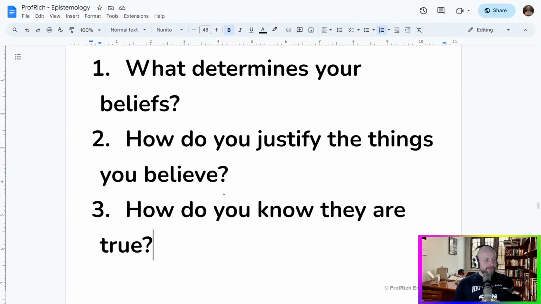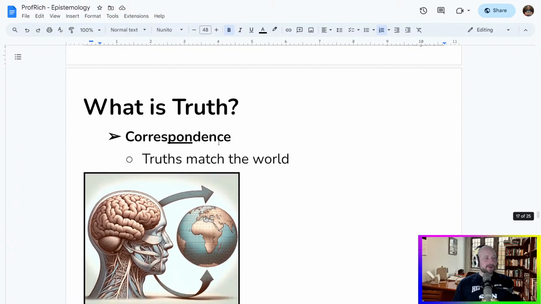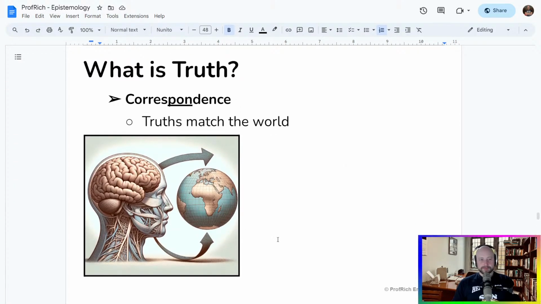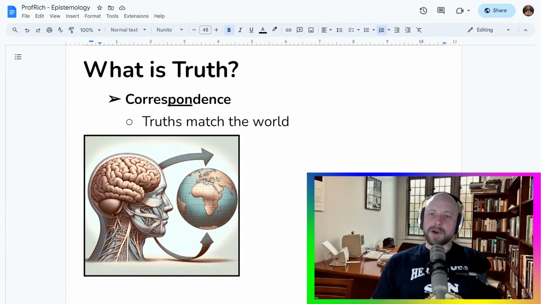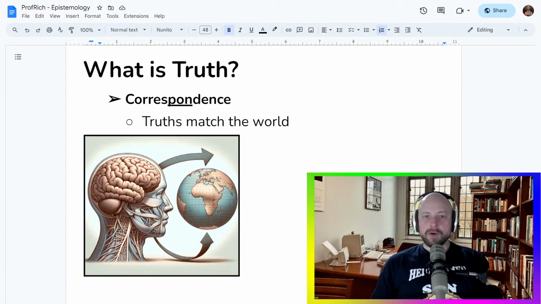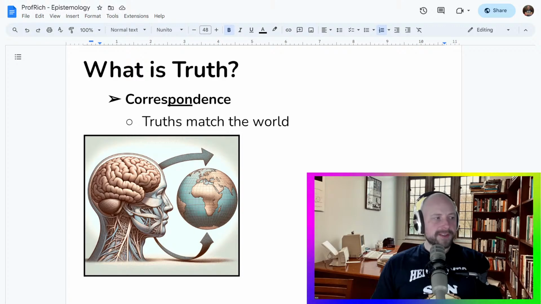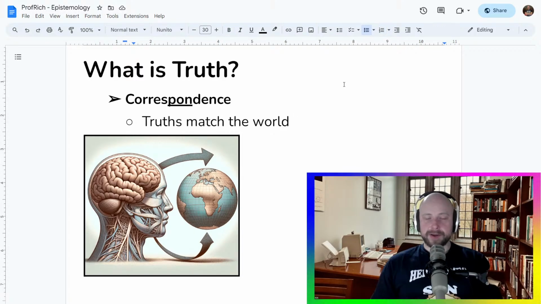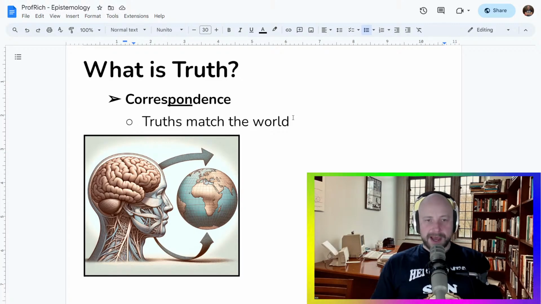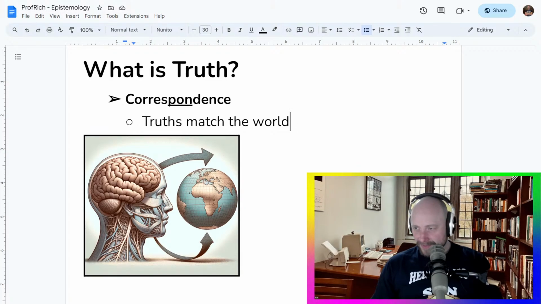So, what is true? Okay, theory number 1 is called correspondence. Correspondence is a word which means something like relationship or connection. And the truth theory of correspondence basically says that truths match the world. This is basically what Pallavi just said, that you see things are true in the world, and with that you can say they are true.